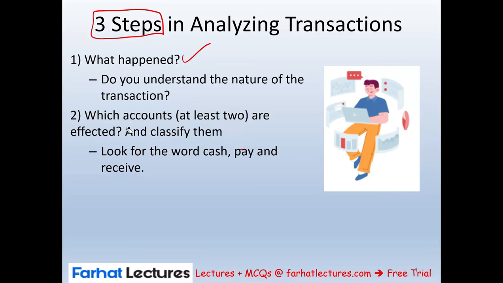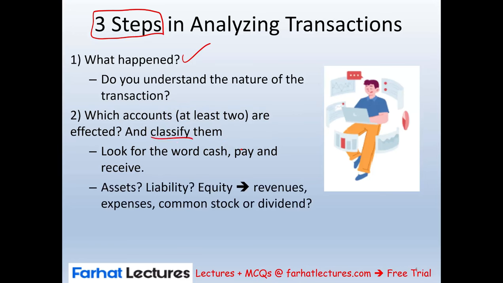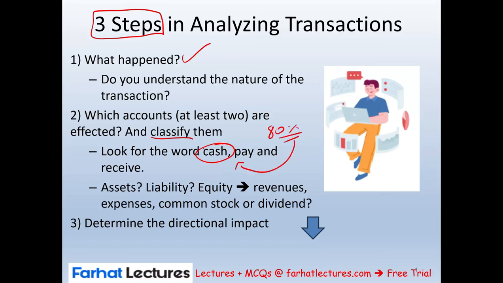Then you classify the accounts. How do you classify them? For example, if cash is involved, you would say cash is an asset. If cash and accounts payable are involved, you would say accounts payable is a liability. If cash and supplies are involved, supplies is an asset. If you have cash and revenues, revenues is the other account. You might have cash and expenses. You might have cash and common stock. You might have some other combination of accounts. But if cash is involved, it's going to make the transaction much easier. And initially in financial accounting, I would say 80% of the transactions go through the cash account, which makes it easier for you to analyze.